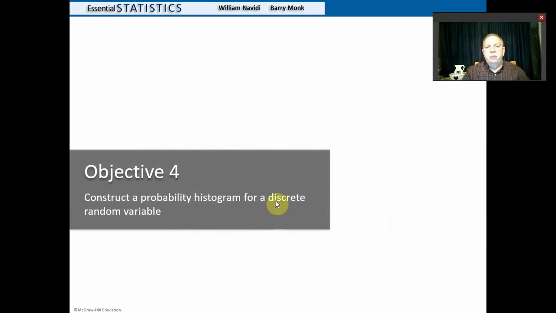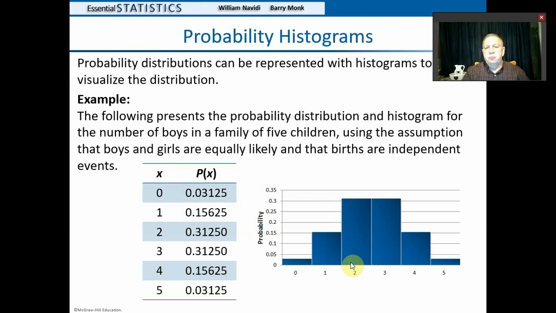So here's a probability histogram. We need to basically draw that bar graph, and that's our probability histogram.